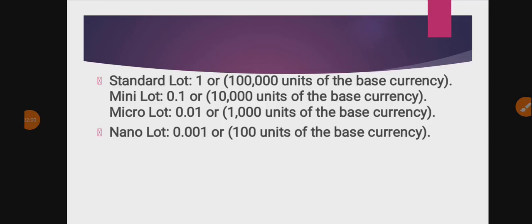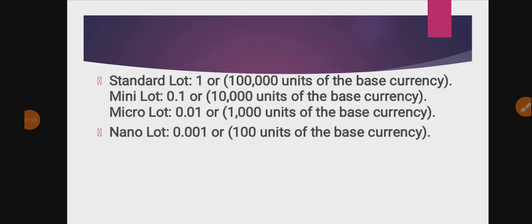Then we have nano lots also. A nano lot is represented as 0.001, and it also has its multiples: 0.001, 0.002, and on, as the case may be.